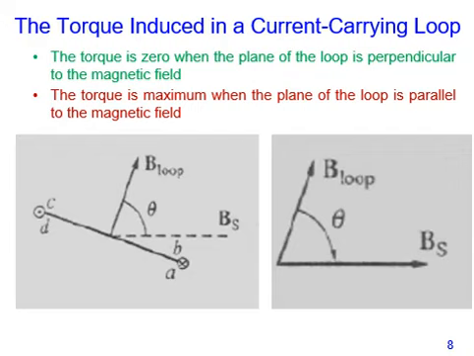These two findings would be further simplified and discussed in the coming few slides. From these two figures, it can be seen that B loop is also induced due to the current in the loop, where Bs is B because of the stator.